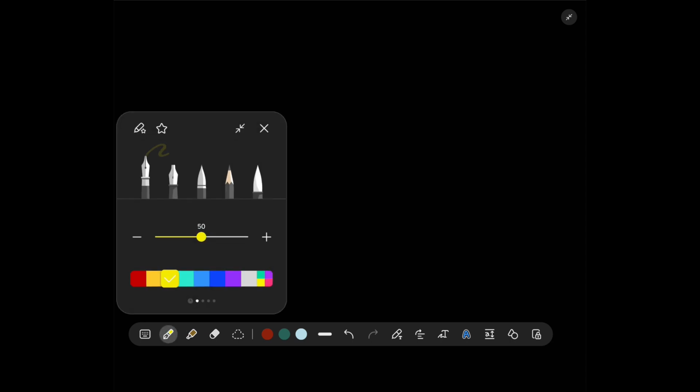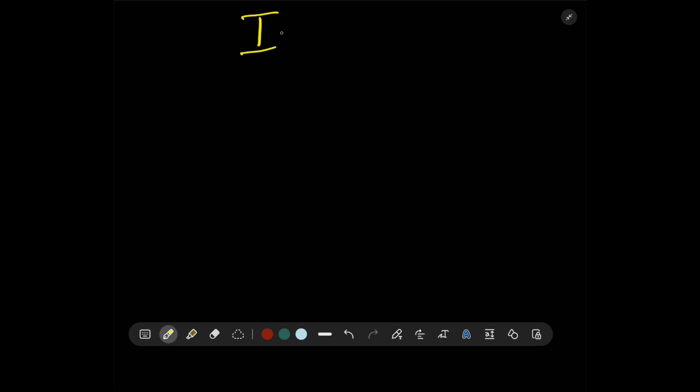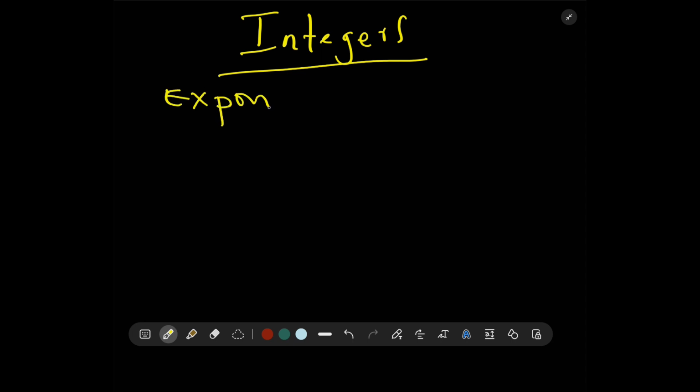So we're going to continue learning about integers, but this time we're going to start learning about exponents, right? We did a lot in our last class, and we're still talking about integers, but now we're going to learn about exponents. That's what we're going to learn about.